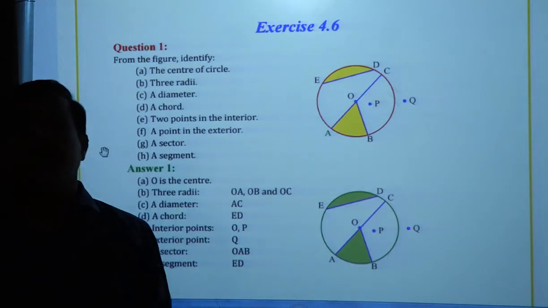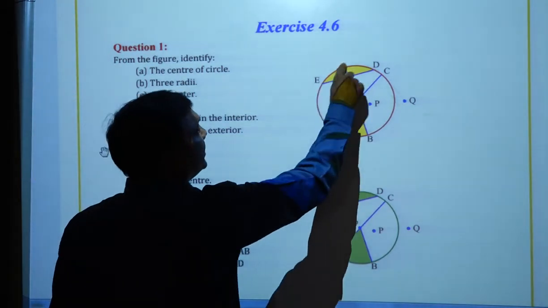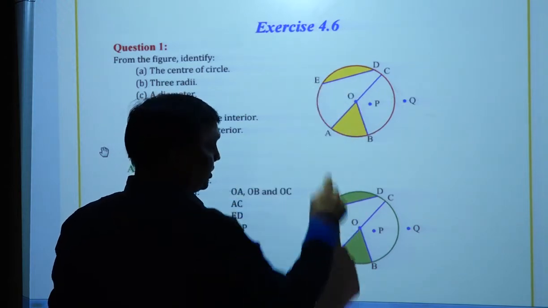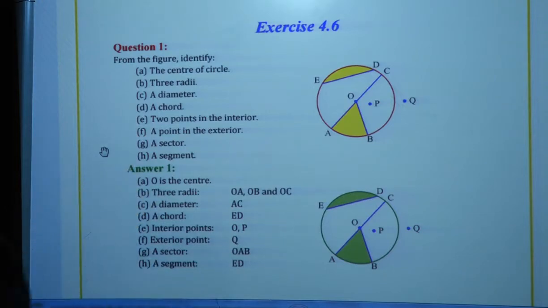That we will learn afterwards. Minor segment and major segment. Here is given a segment. So which is a segment? This ED is a segment from the top. This yellow part. Here is this green part. Now we will go to the second question.